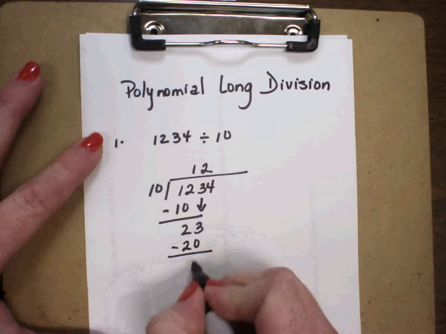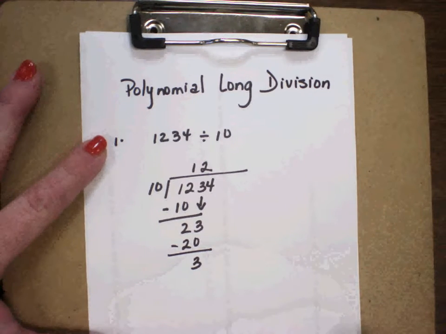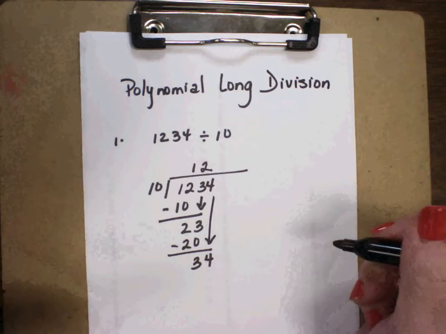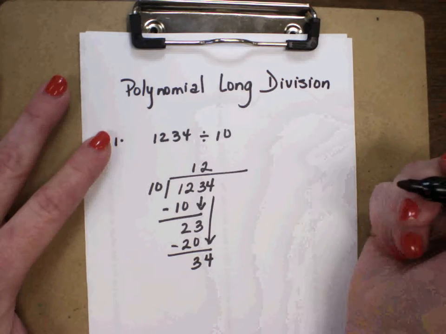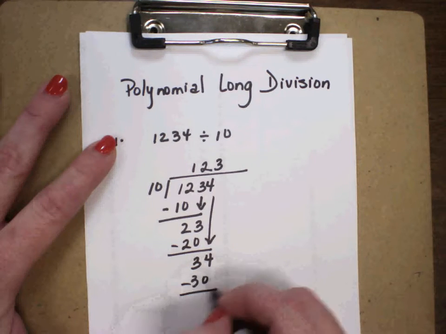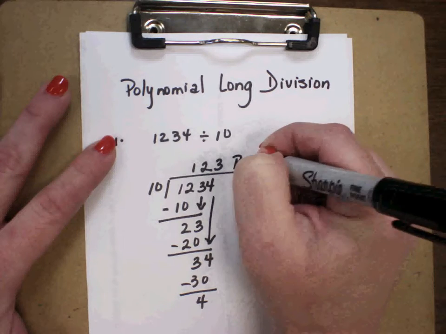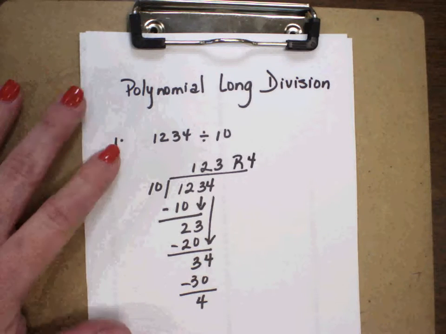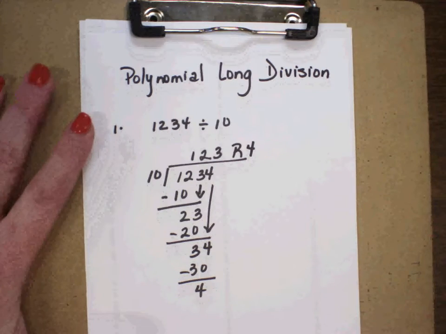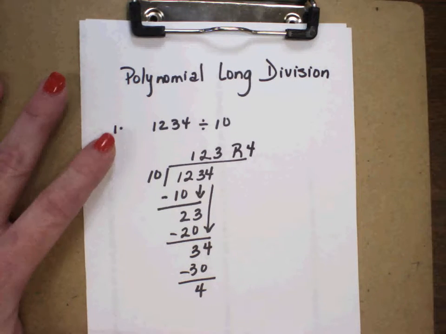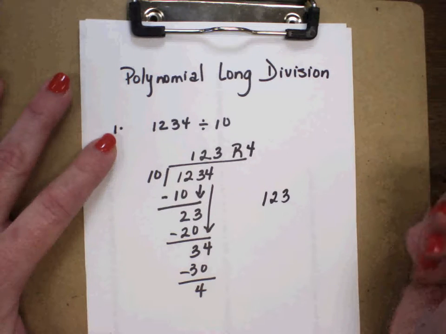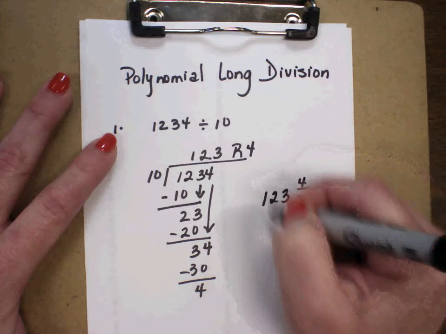We don't need to worry about this. And then subtract, bring down the 4. And then that would be 3, which is 30. And then that has a remainder of 4, right? Exactly. You can write it as a mixed number as well, too, right? What would this be as a mixed number? 123 and 4/10. Very good. You can write it like that.